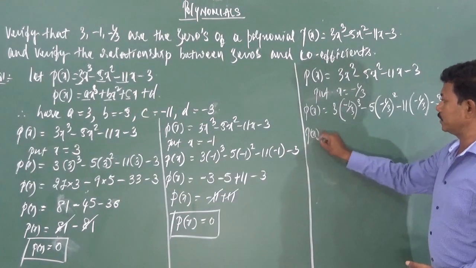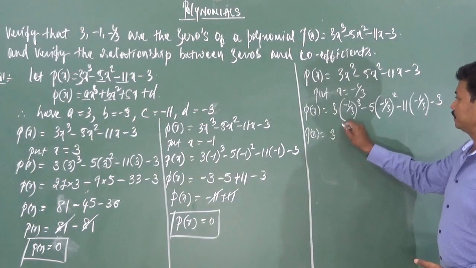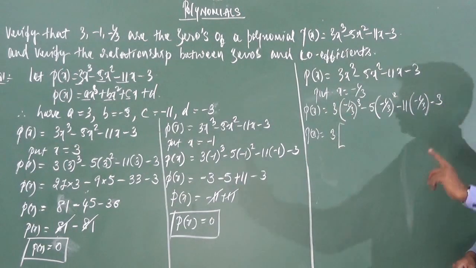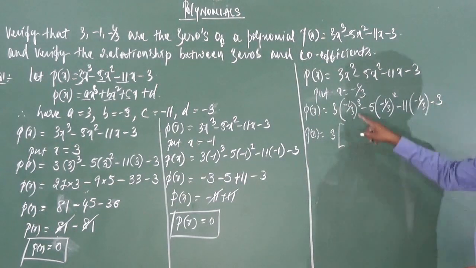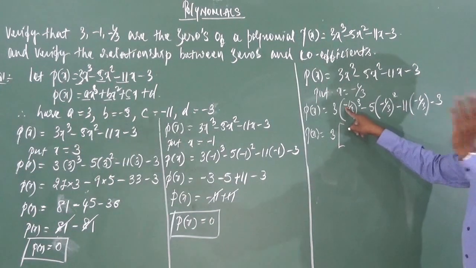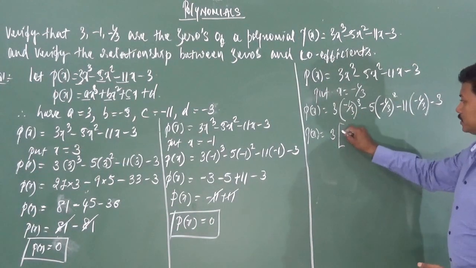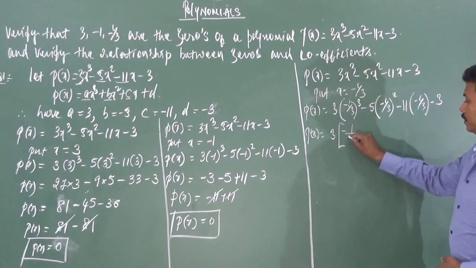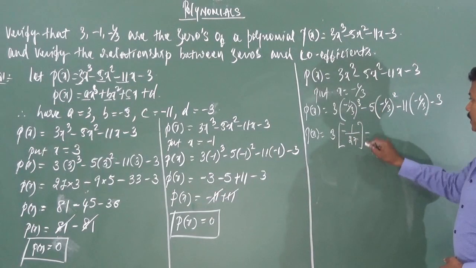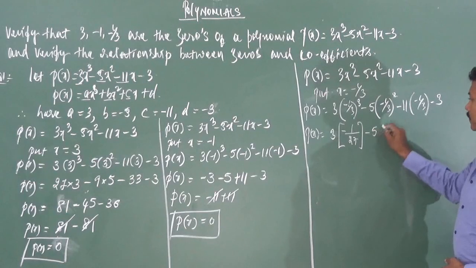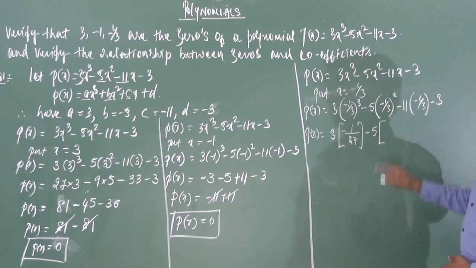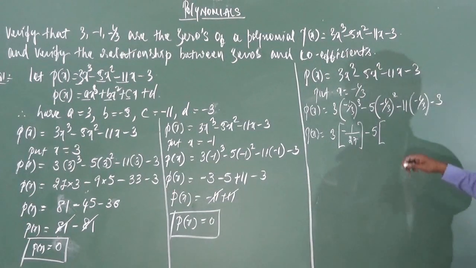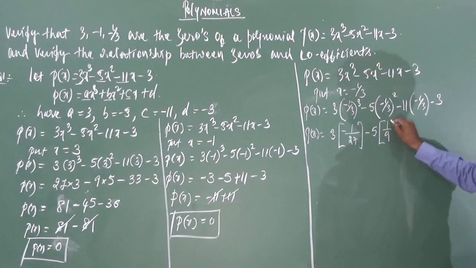So P of x is equal to 3 into, so minus 1 by 3 whole cube is minus 1 by 3 into minus 1 by 3 into minus 1 by 3. So the minus sign appears 3 times, an odd number of times, therefore it has a negative sign. 1 by 3 into 1 by 3 into 1 by 3 is 1 by 27, minus 5 into minus 1 by 3 whole square. So the negative sign is getting multiplied an even number of times, therefore it becomes positive. So it is 1 by 9.